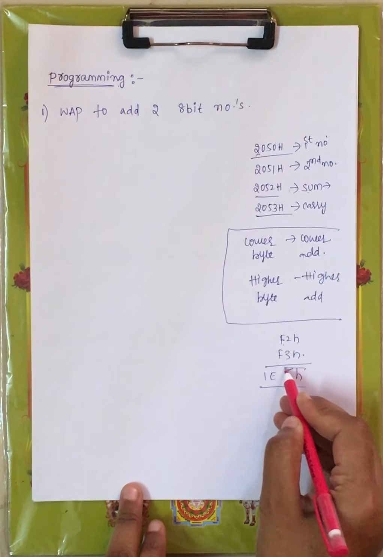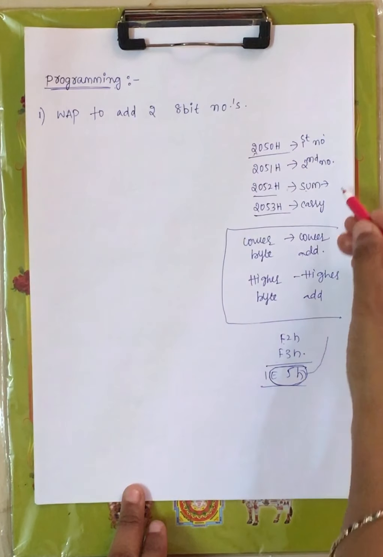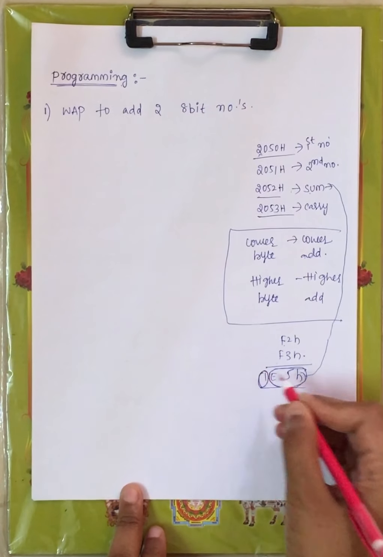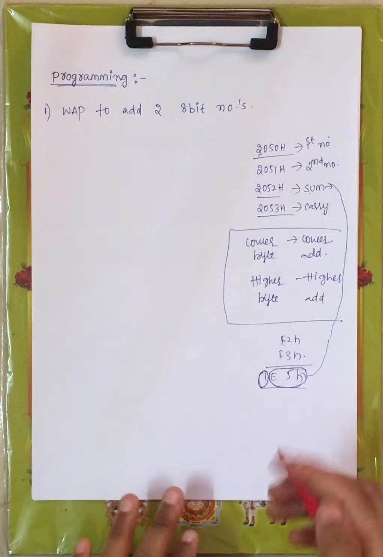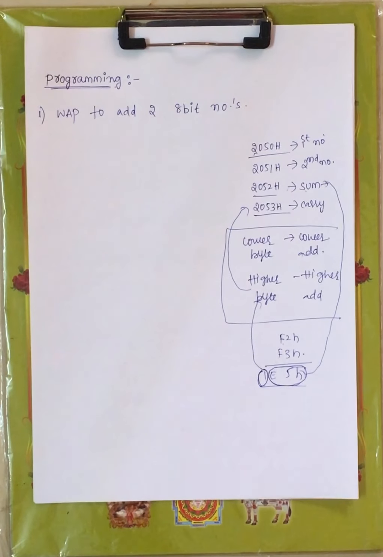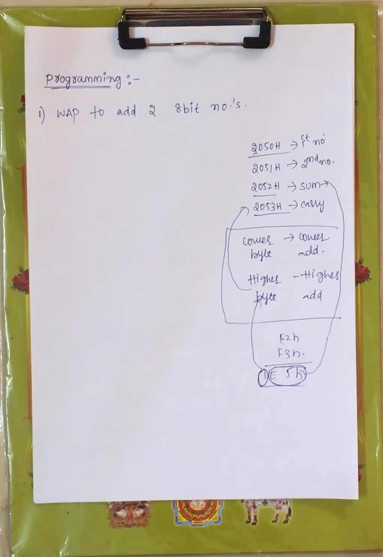Now what is the lower byte? This is your lower byte and this has to be stored under your lower address. That's why the sum is stored under 2052H. Now here we are getting a carry. Carry is always at the higher position. Since this is a higher byte, it is stored under the higher address. We follow the basic principle for any microprocessor: lower byte is stored under the lower address, higher byte is stored under the higher address. That's why the sum is stored under the lowest memory location, 2052H, and since the higher byte is the carry, that is stored under memory location 2053H.